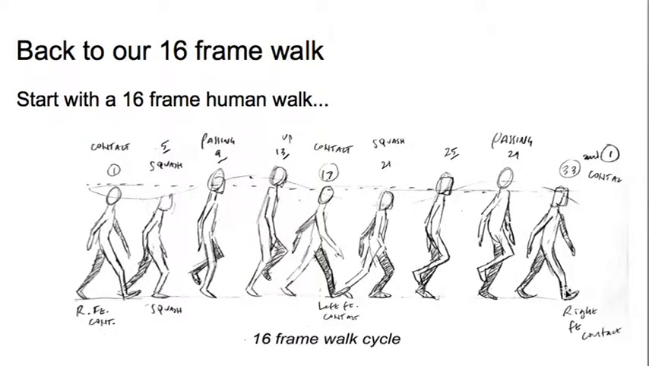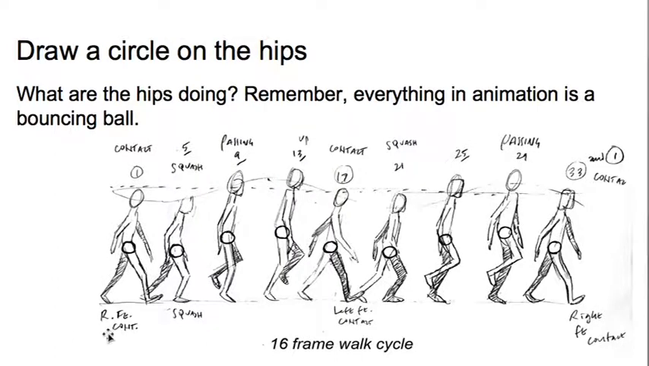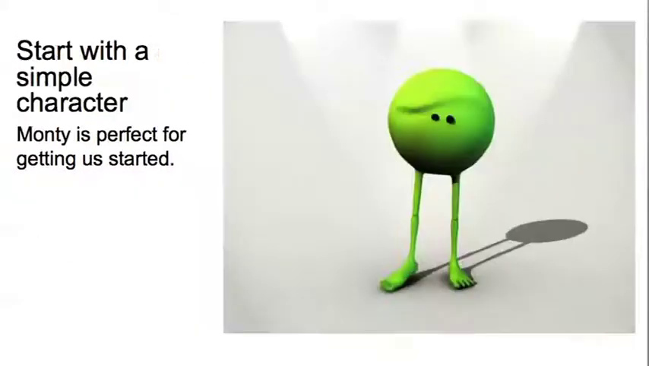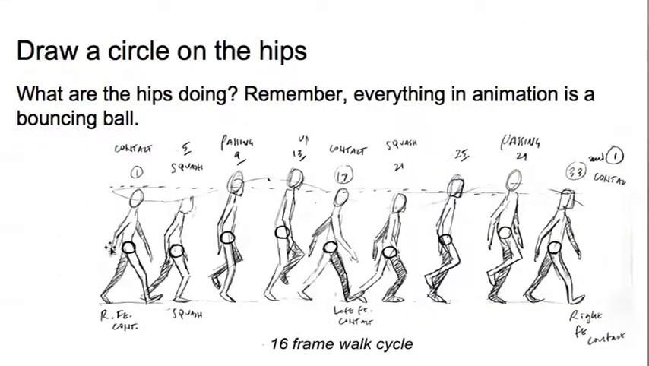33 and 1 are the same, as we've said. So now what we're going to do for our first walk is simplify this. Take the arms off and just animate a character with no arms, and that's basically Monty. He's got no arms, so it keeps it nice and simple for us. But really all Monty is, is a pair of hips going up and down.